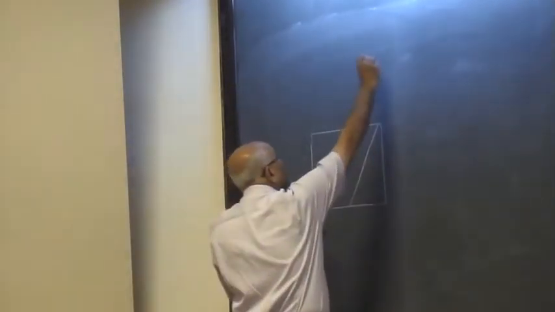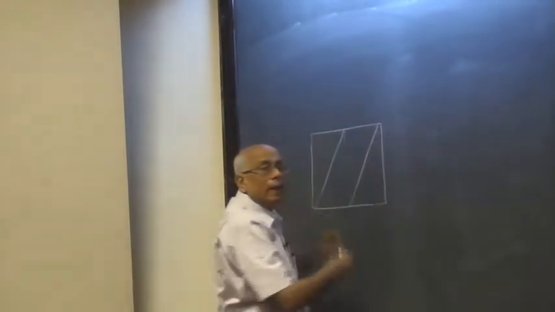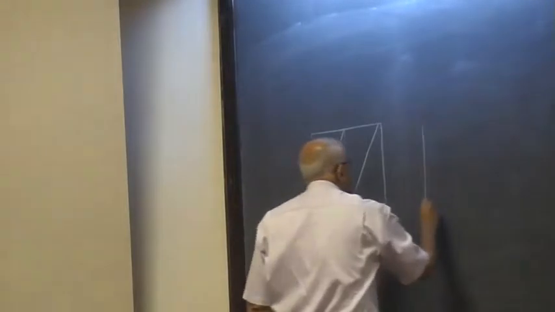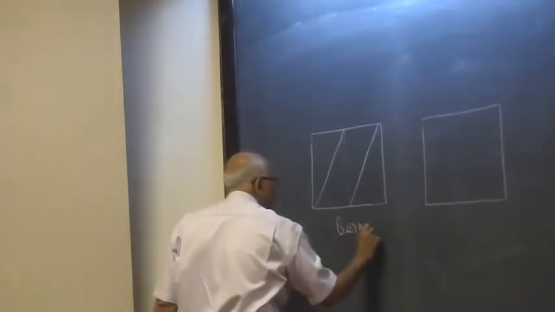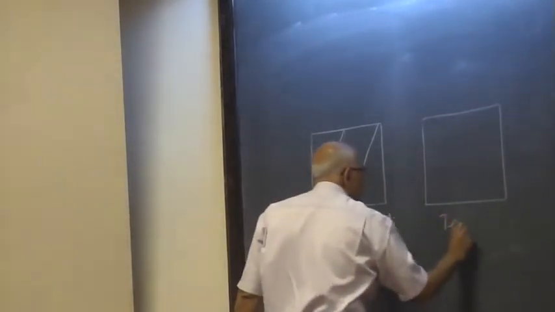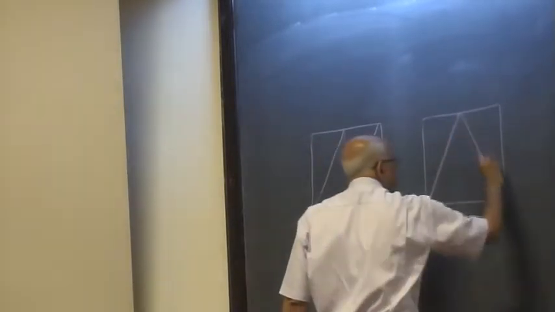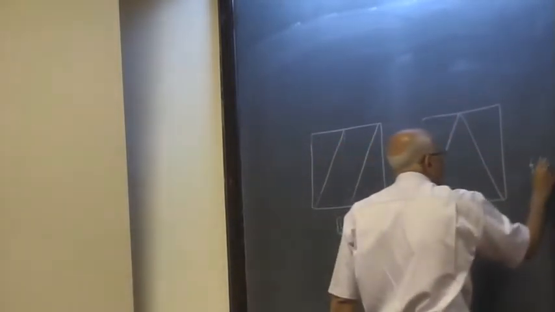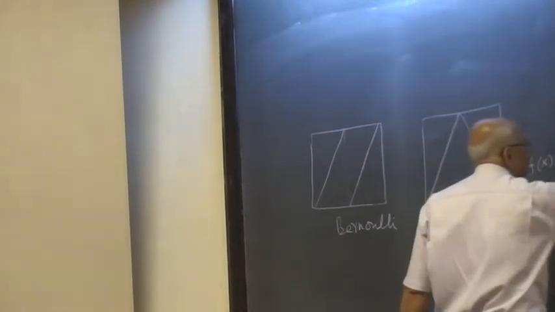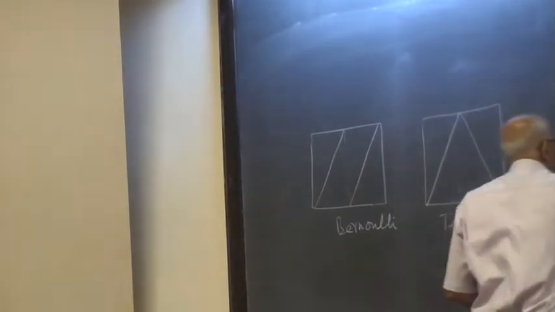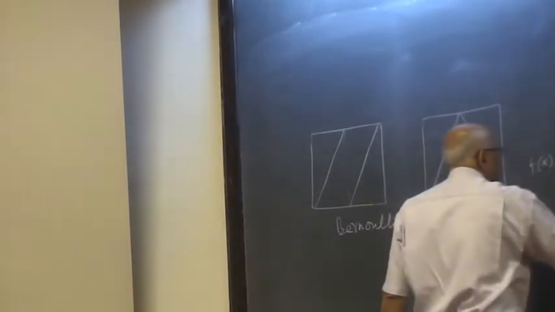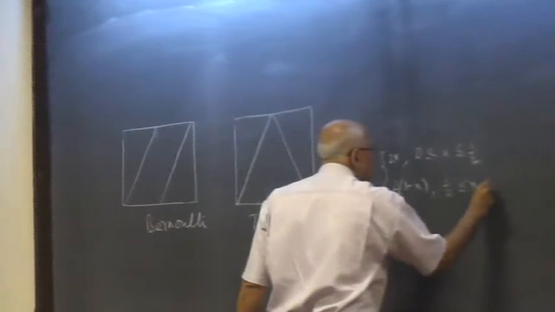If you drew this line 2x, but instead of cutting it and bringing it back here, you just folded it back. Then the map you would get would be the so-called tent map. This is Bernoulli. This would be the tent map. And that would look like this. And basically the map would be f of x equal to 2x for 0 less than or equal to x less than or equal to half, and 2 times 1 minus x for half less than or equal to x less than or equal to 1.